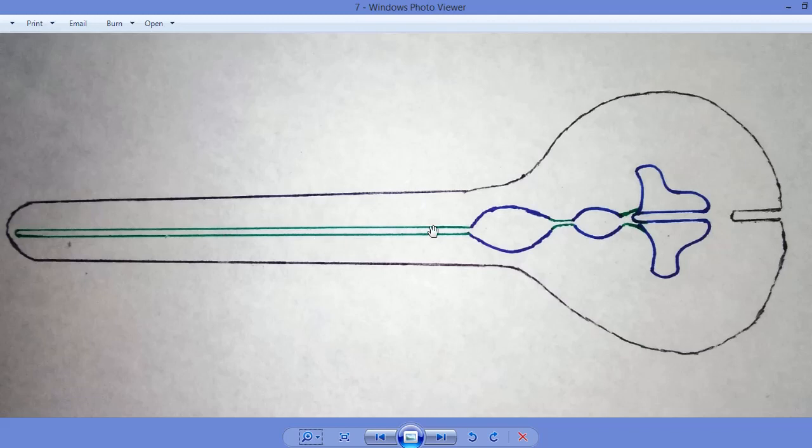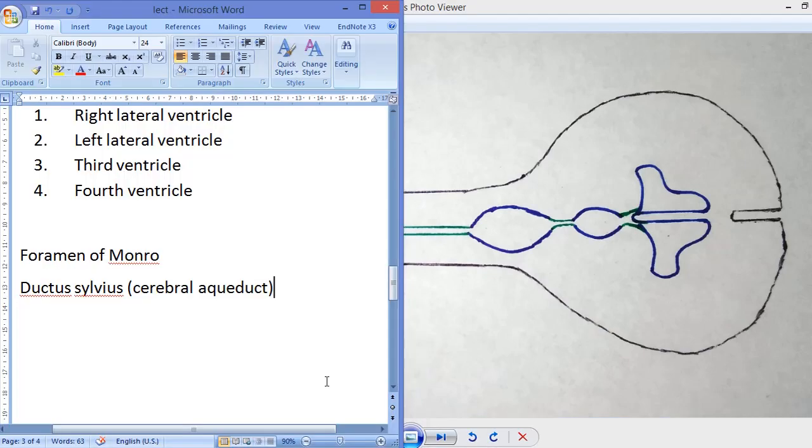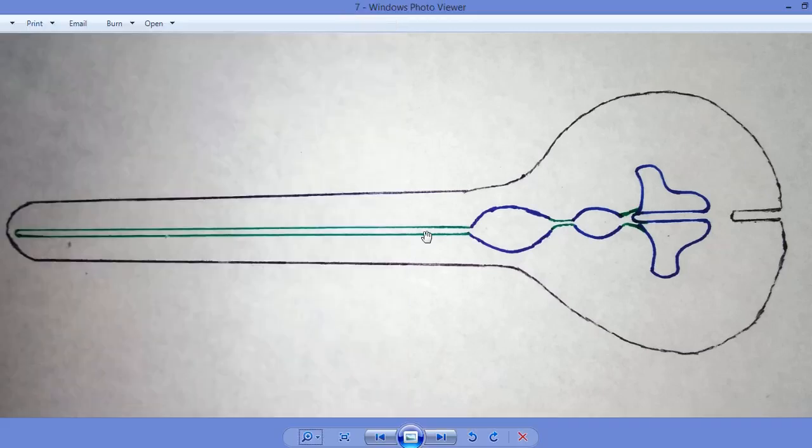Below the brain stem, the channel which goes through the spinal cord is called the central canal. The central canal goes through the spinal cord, and this is also for the flow of cerebrospinal fluid.